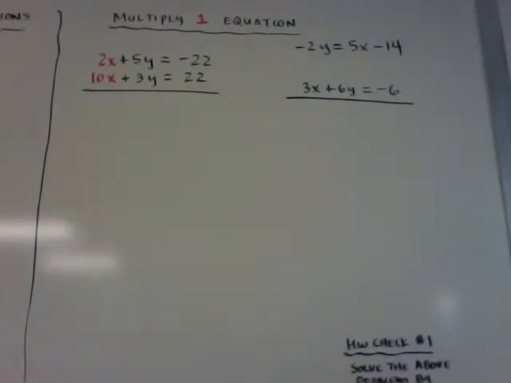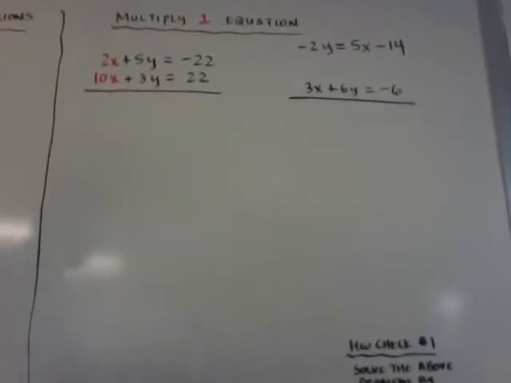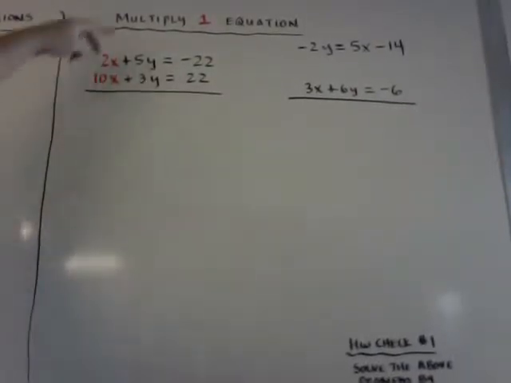And I cannot eliminate either of the variables right off the bat. Okay, you can see I have 2x and 10x and then 5y plus 3y. That doesn't work. So what you want to do in this case is look at the a's and the b's and see which ones are either factors of each other or multiples of each other.